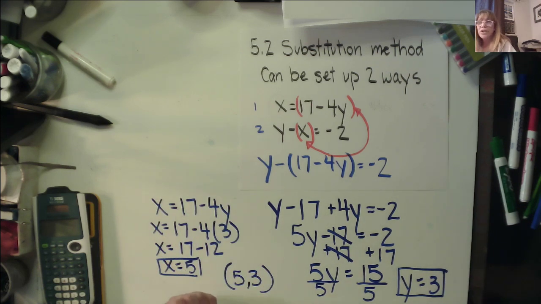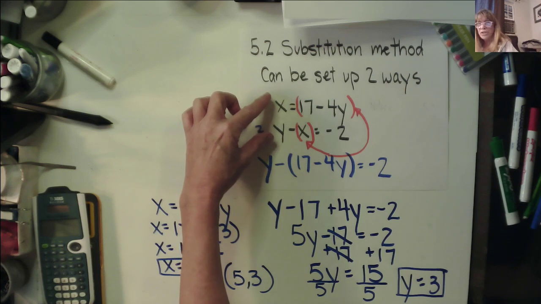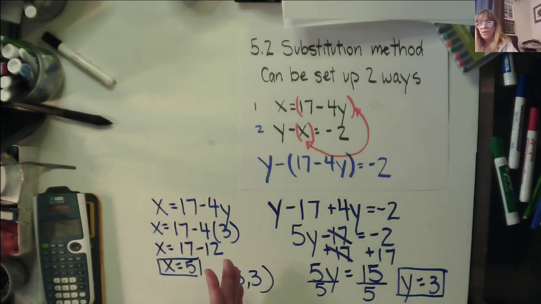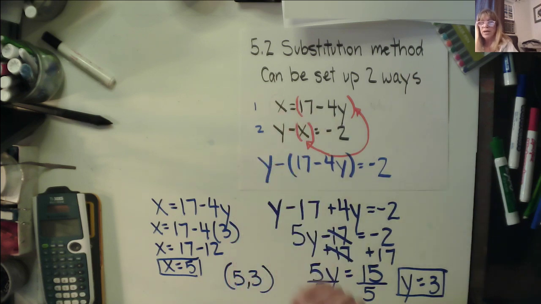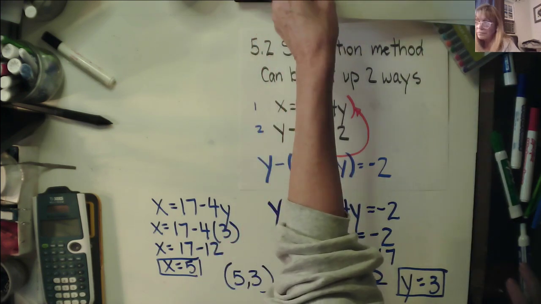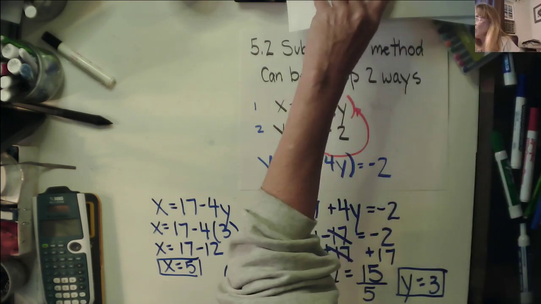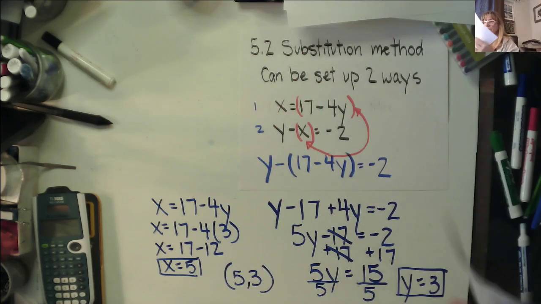I always suggest you check your work, so you would just go in like we did before. Is this ordered pair a solution for this system? And you would plug in the values 5 and 3. It has to be true for both since they are a system. So what do you think? It's pretty good. Okay. Why don't you do one right now?